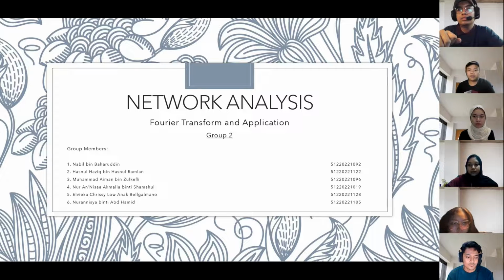We are from Group 2 and we want to present the topic Fourier optics for network analysis PBL. Without wasting time, I will pass to my group member to explain about the integration of Fourier in spectroscopy.